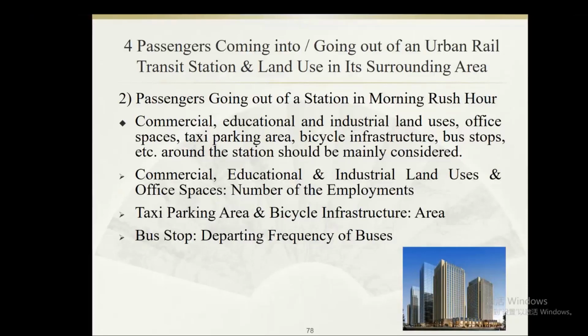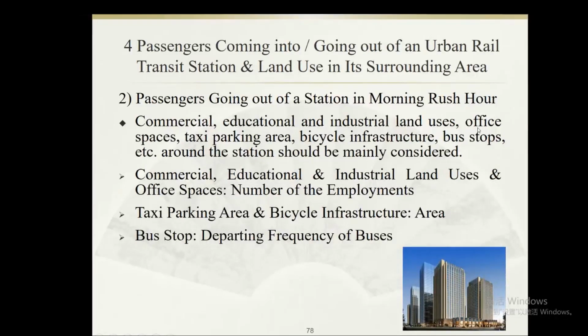Okay, passengers going out of a station in morning rush hour. Where are these people going to? They get off the train. They will go to the places around the station for commercial, for educational, for industrial. Okay, to work, to go to school, to work.